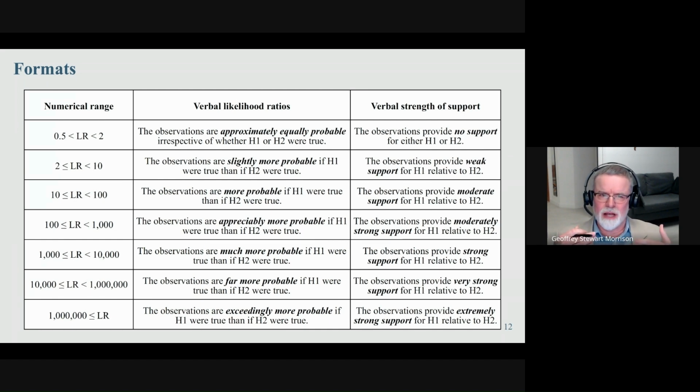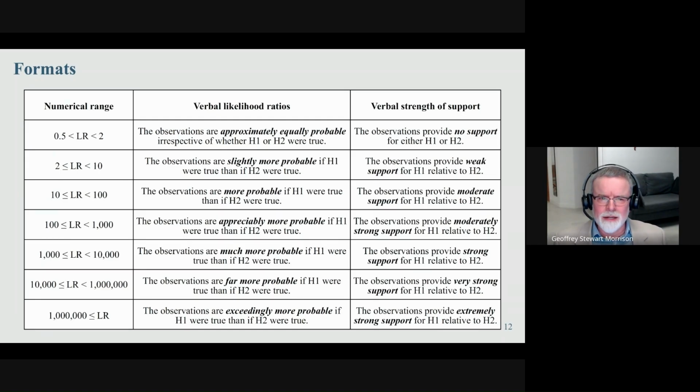I'm also not a fan of having these predefined verbal expressions. And I'll give you an example. I once did a forensic voice comparison case, and in that case, I calculated a likelihood ratio of 8. And 8 doesn't sound very high. Using this table, the observations would be slightly more probable if H1 were true than if H2 were true. But if I tell you that in this case we had video on the context, and it's clear that it's either person A or person B, are people going to interpret a likelihood ratio of 8 as slightly more probable, or would they verbally think it's something stronger than slightly more probable?